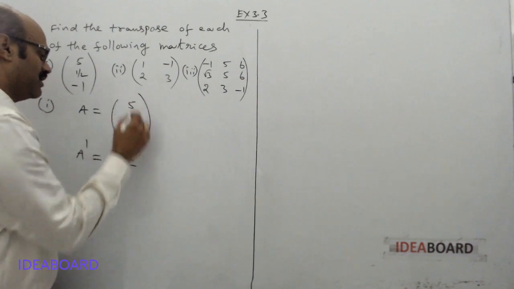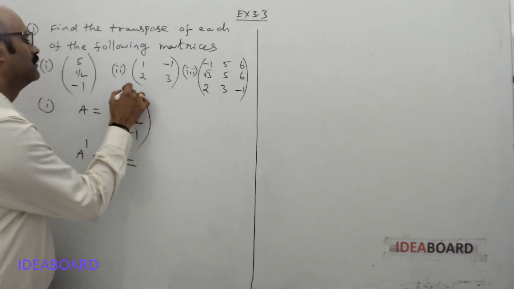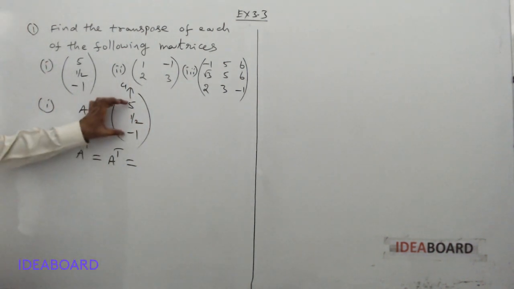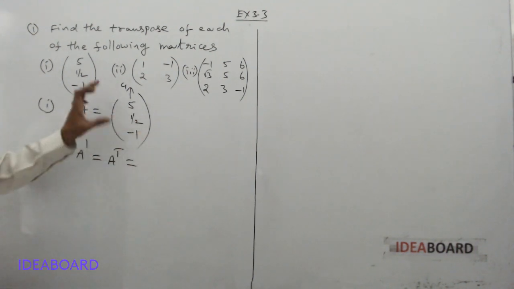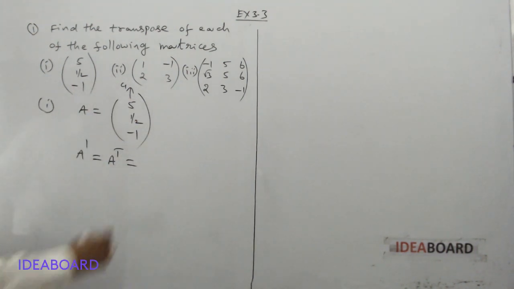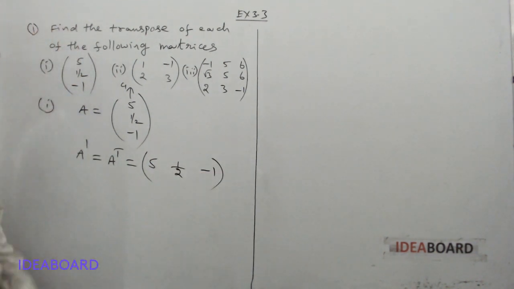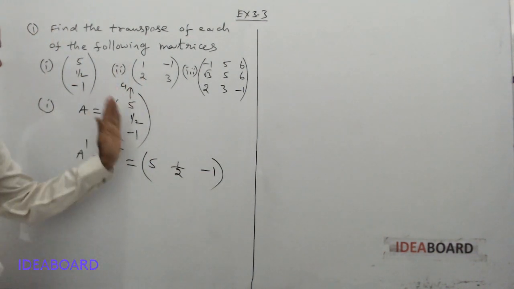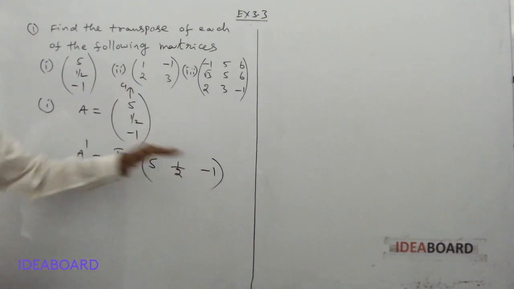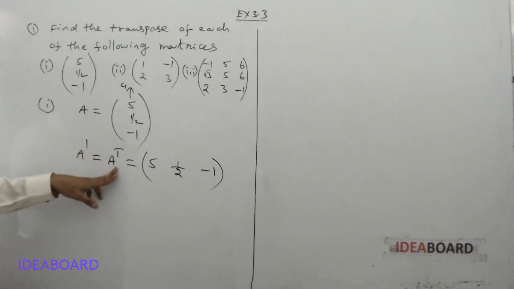Here we have only one column. Write the first column into the first row. That is the transpose of the matrix. So it implies 5, 1 by 2, minus 1. Write the rows into columns or columns into rows. Then we say that that is said to be the transpose of a matrix.